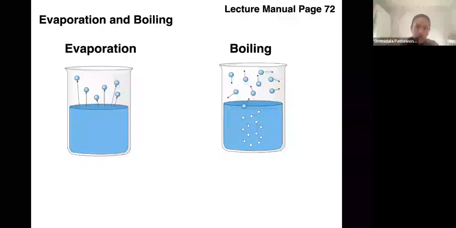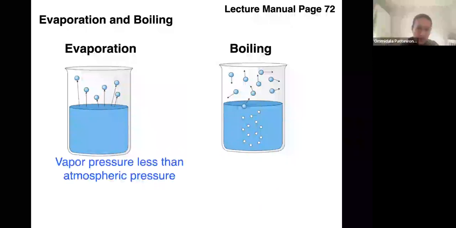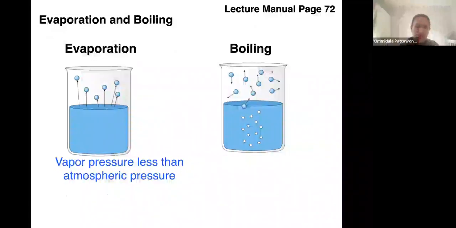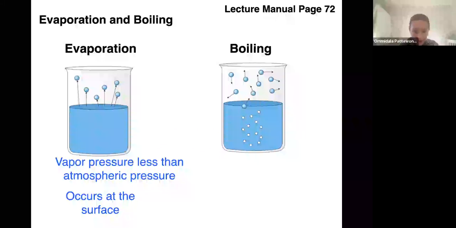The difference between these two comes from the difference between their vapor pressure and the atmospheric pressure. So let's take a look at evaporation. When we talk about evaporation, it means that the vapor pressure above the liquid is going to be less than the atmospheric pressure. So this is going to occur only at the surface.